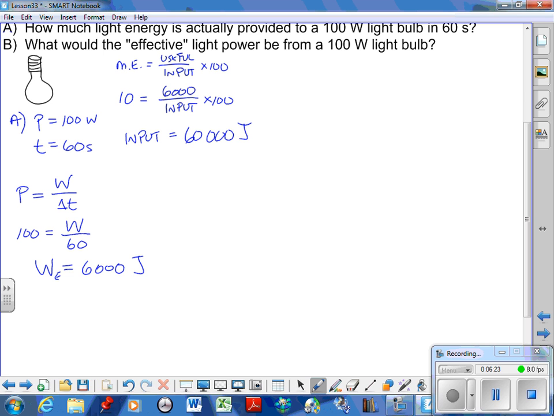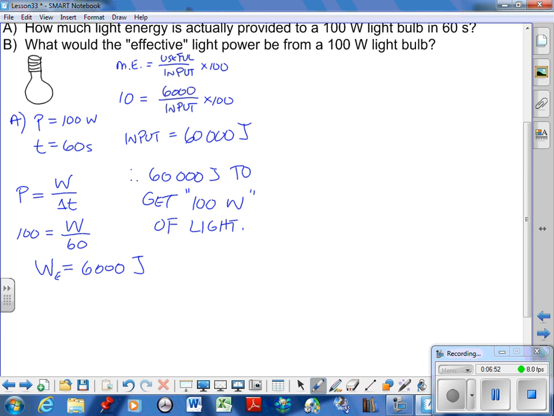So we put 60,000 joules to get 100 watts of light. So the 100 watt light bulb that you're putting into your lamp in your room, you're only using 10% of the energy in there.